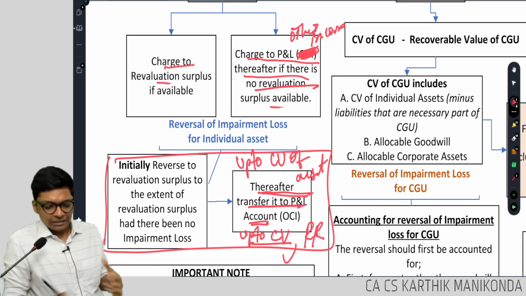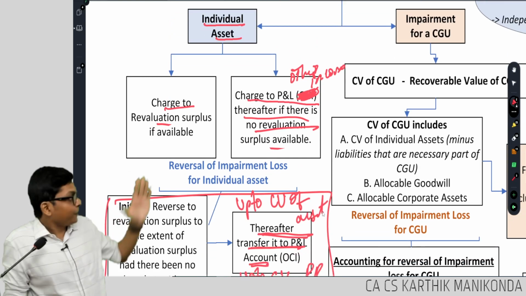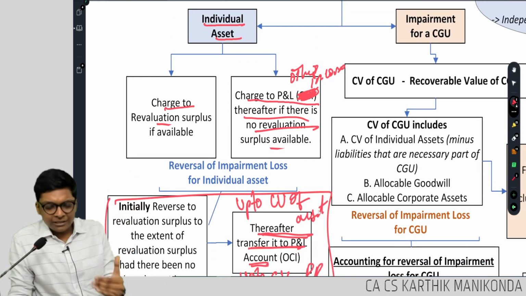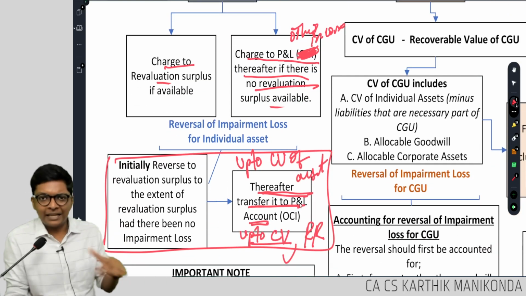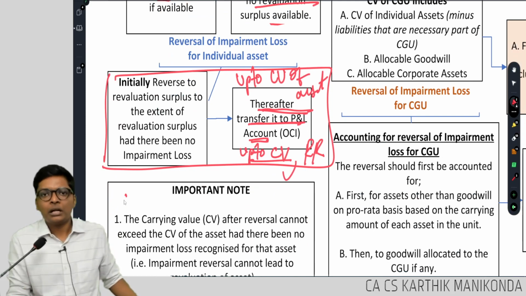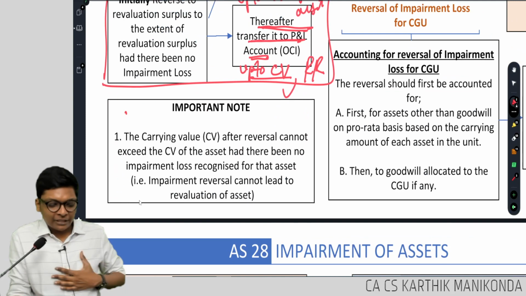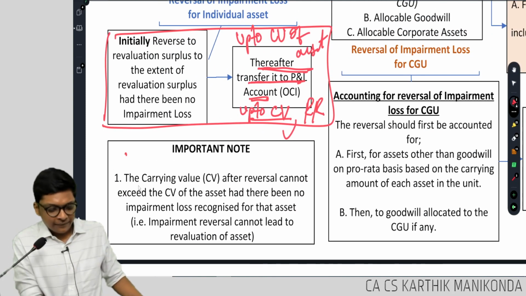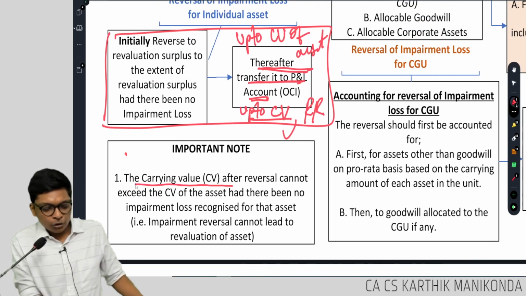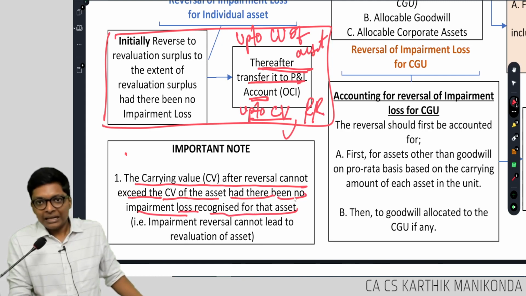Are you following, guys? This note I have given to you up to the carrying value. Beyond that it's implied, but I will give a note. I'll just add another note here. Are you following, guys? Clear? It's actually there. Sorry, guys, I thought it's not there. I've given it here: the carrying value after reversal cannot exceed the carrying value of the asset had there been no impairment loss recognized for that asset.